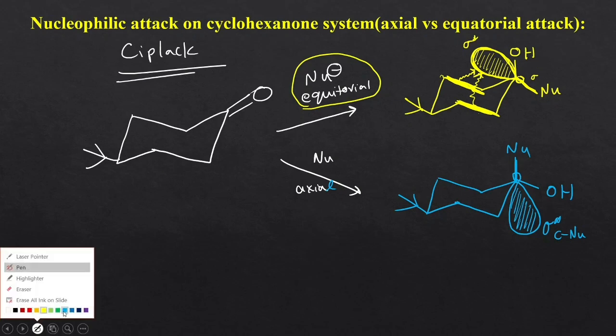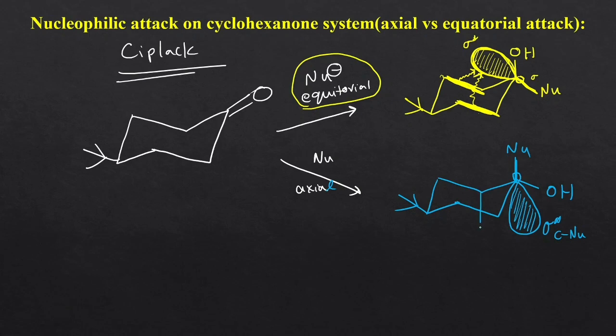Interestingly, a stabilizing interaction is also present in this case where two CH bonds are in the axial position, and they can easily interact with that one. Hyperconjugation-like interaction will be there. The bonding orbital of the CH bond, its electron density will be donated to the sigma star of the carbon-nucleophile bond. It's not actually donation, it's actually delocalization, just like hyperconjugation. So these two interactions are the stabilizing interactions.